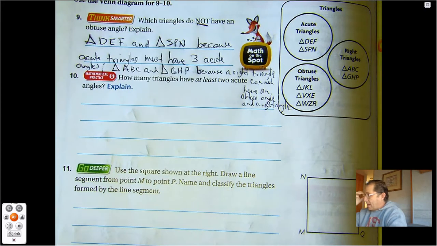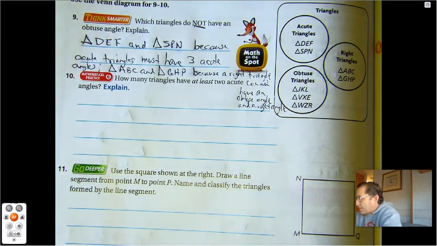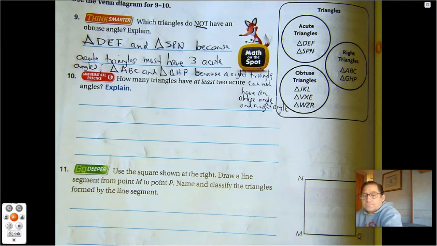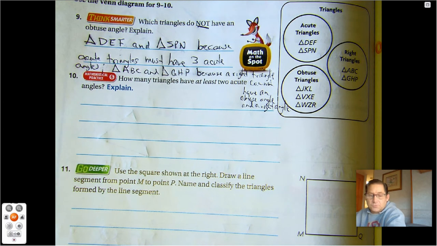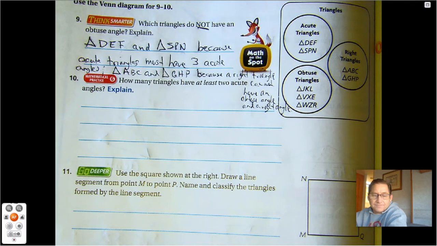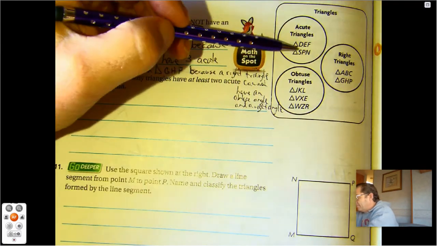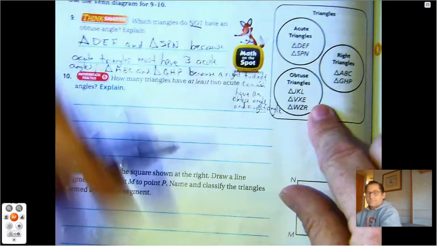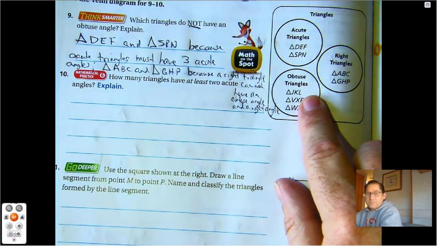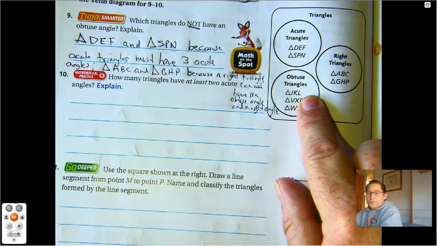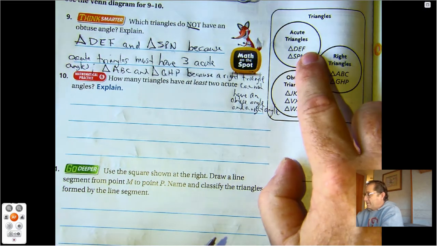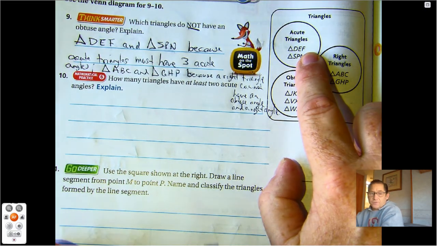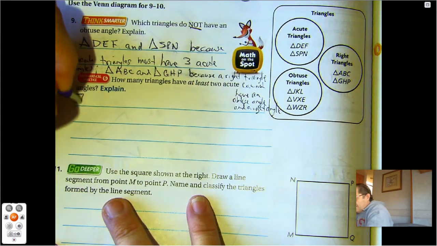All right, so how many triangles have at least 2 acute angles? Don't all triangles? But we're looking here, right? So if one of the angles is obtuse, the other 2 must be acute. A right triangle, the other 2 have to be acute. In acute triangles, all 3 have to be acute. So 7.